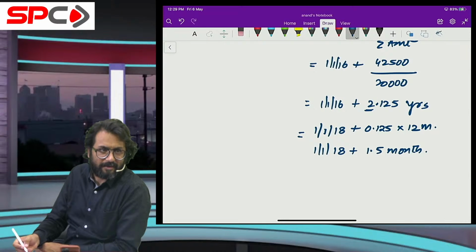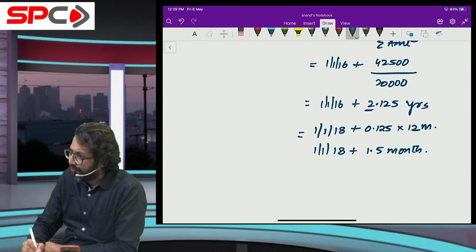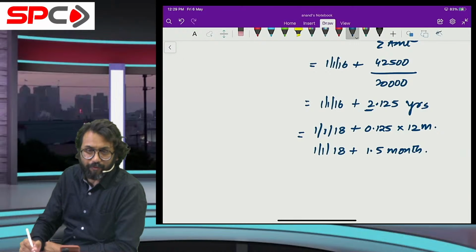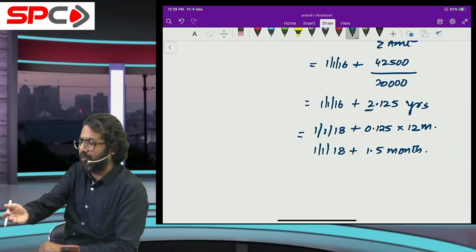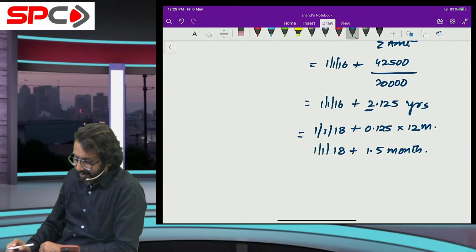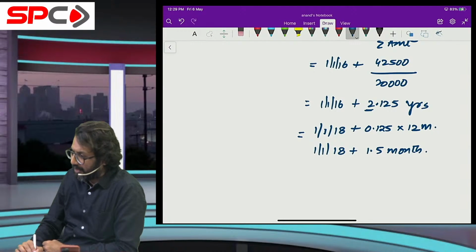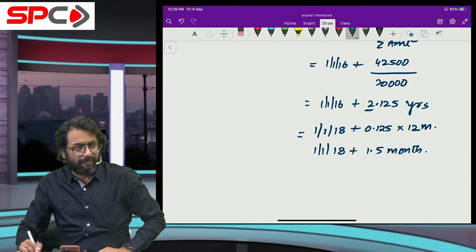Have you understood what I did? I have simply added 2 first. Now I cannot add 0.125 into years, so I'll have to convert that 0.125 into the next denomination, that is months. If I convert it into months, it turns out to 0.125 into 12 months. So it turns out to how many months? 1.5 months. Yes or no?